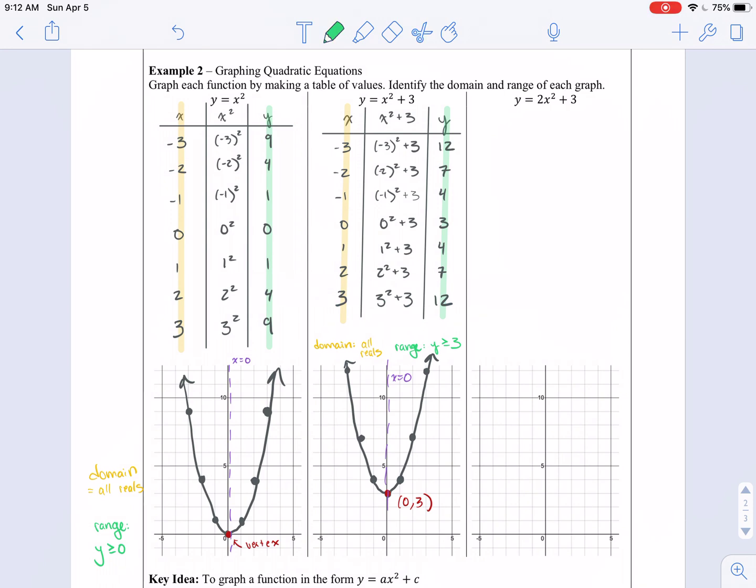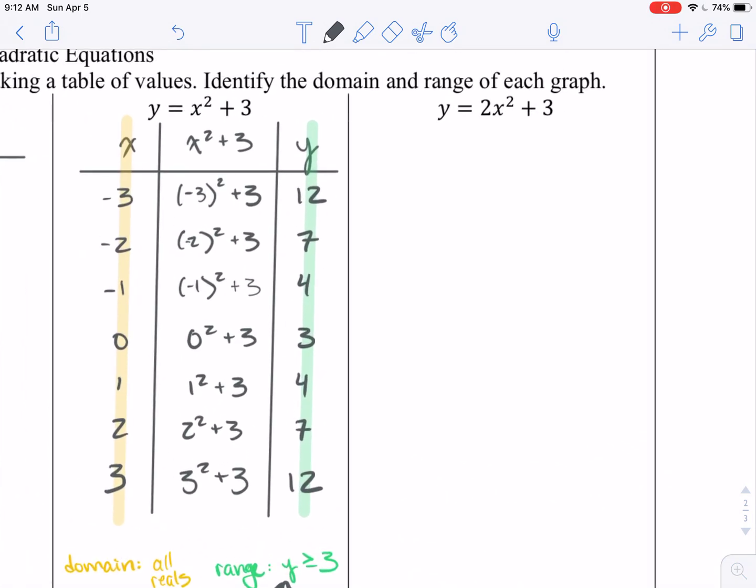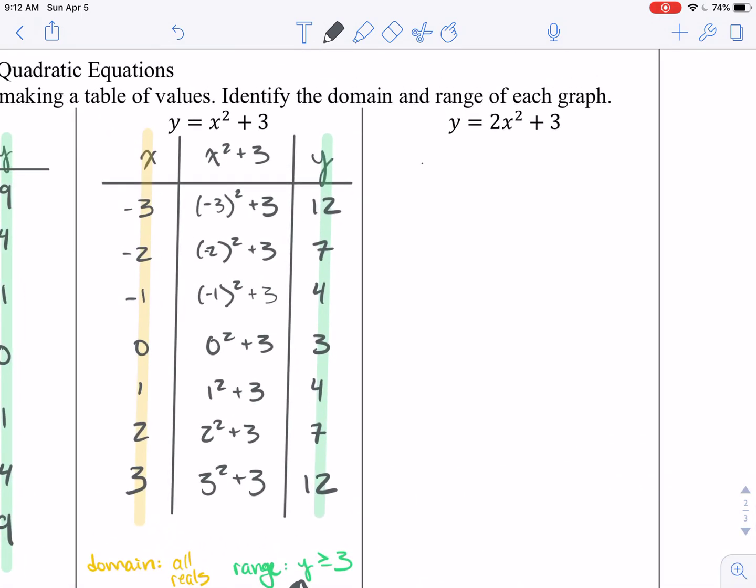Now let's see what happens when we have a similar graph again, but there's something a little bit different. We've got that 2x squared right there. Again, to graph it, we are going to make an xy chart. So you have x, and to find y, we do 2x squared plus 3, which will give us our y.